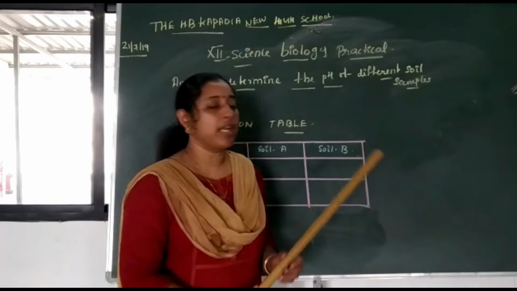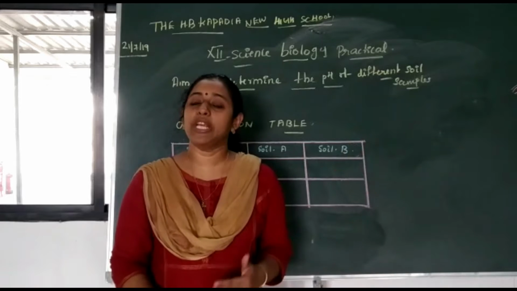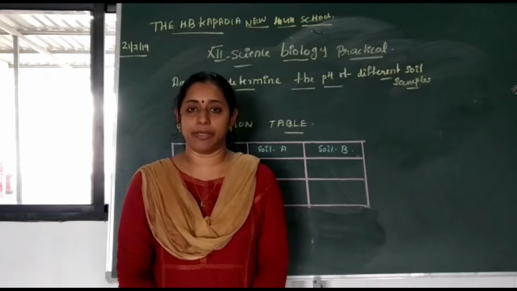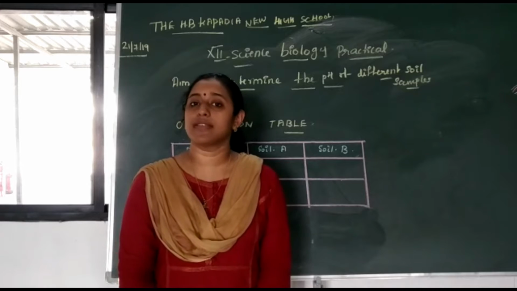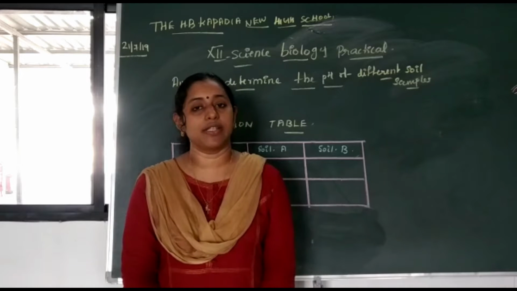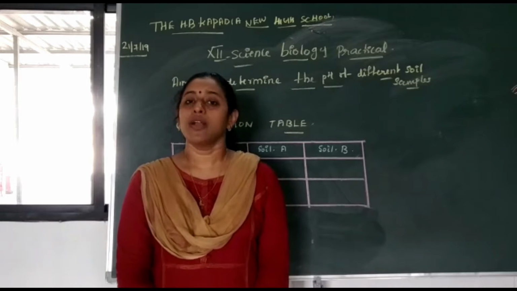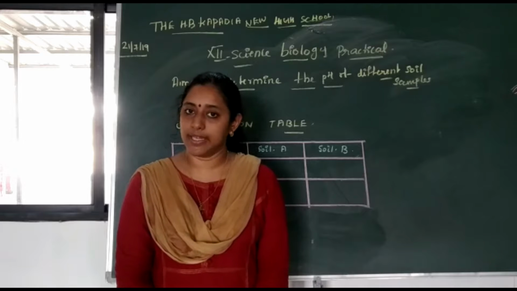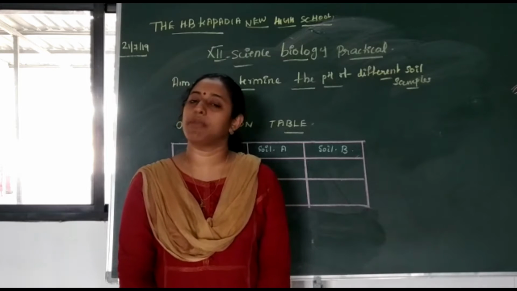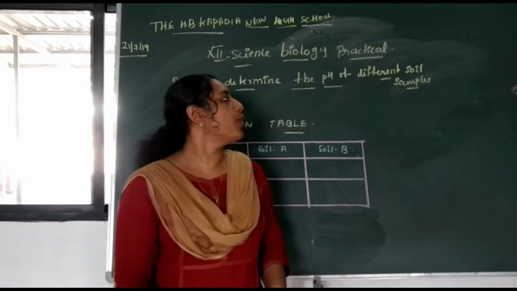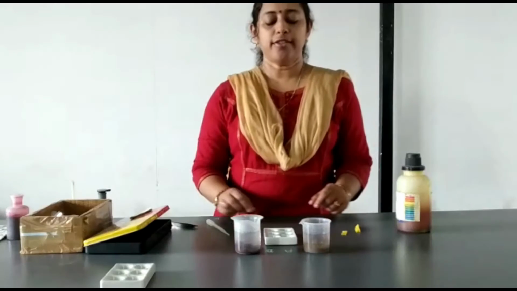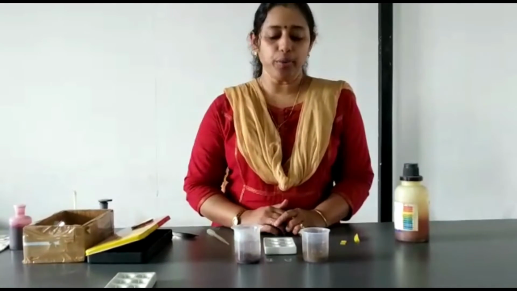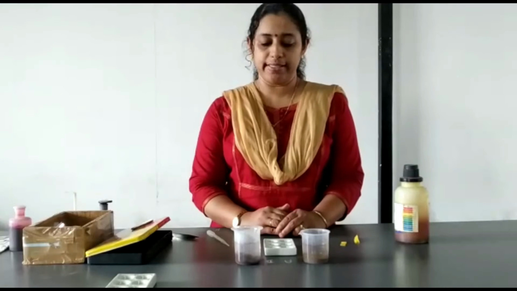So today we are going to measure the pH of different soil samples. For that we have taken two soil samples. One is garden soil and another one is the roadside soil. Garden soil is normally acidic and the roadside soil is normally basic. Okay, so now I am going to tell you how to take the pH of different soil samples.